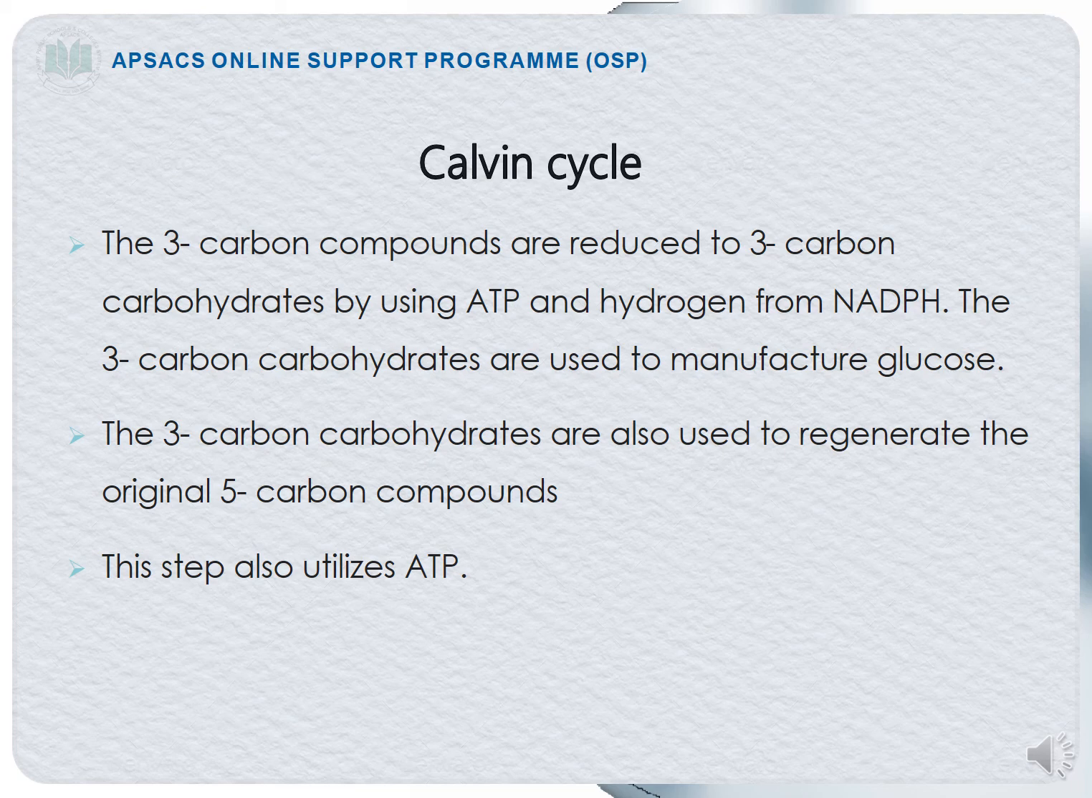So in this way the Calvin cycle takes place, and this cycle also utilizes the ATP. As I have told you, it utilizes the ATP when the 3-carbon compound is being reduced to the 3-carbon carbohydrate. At that time it also uses the ATP.